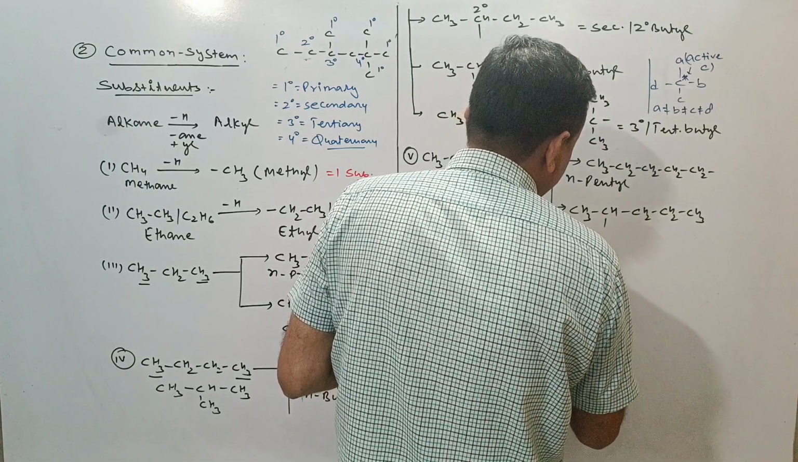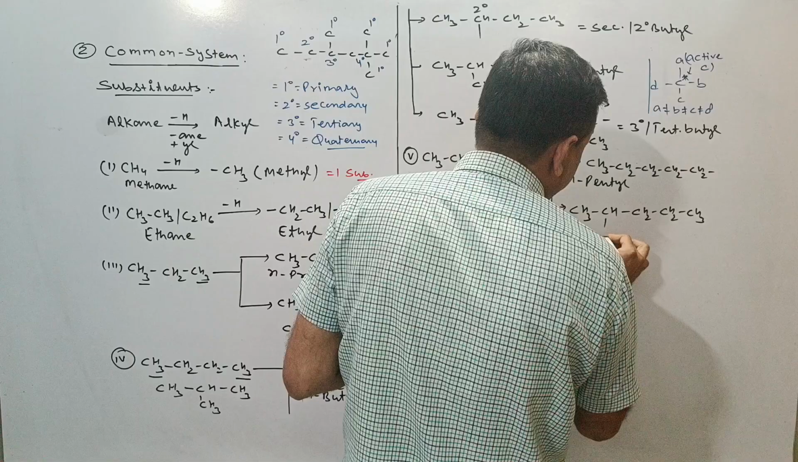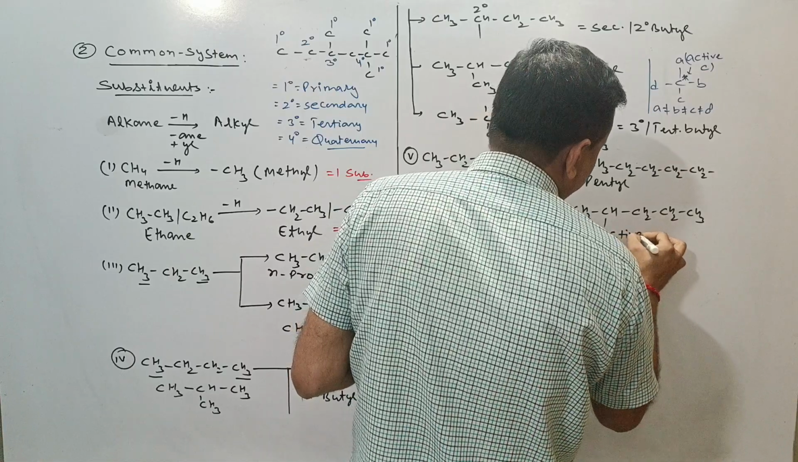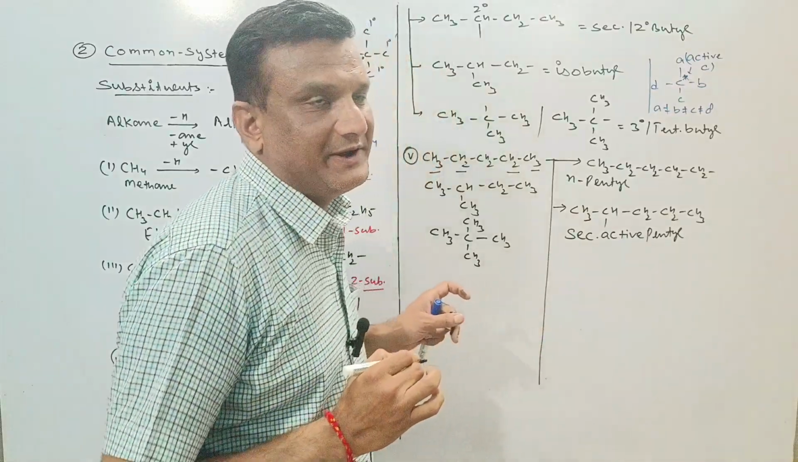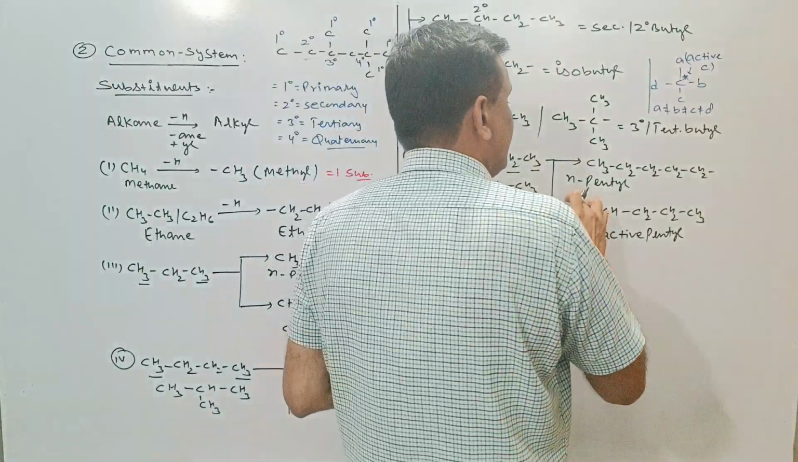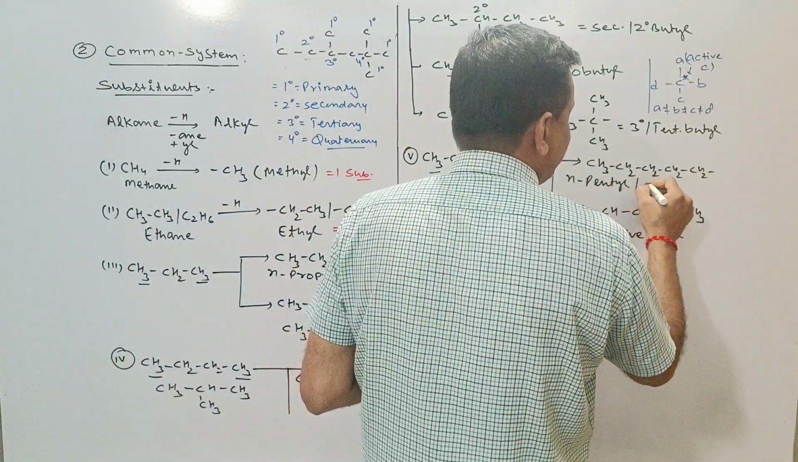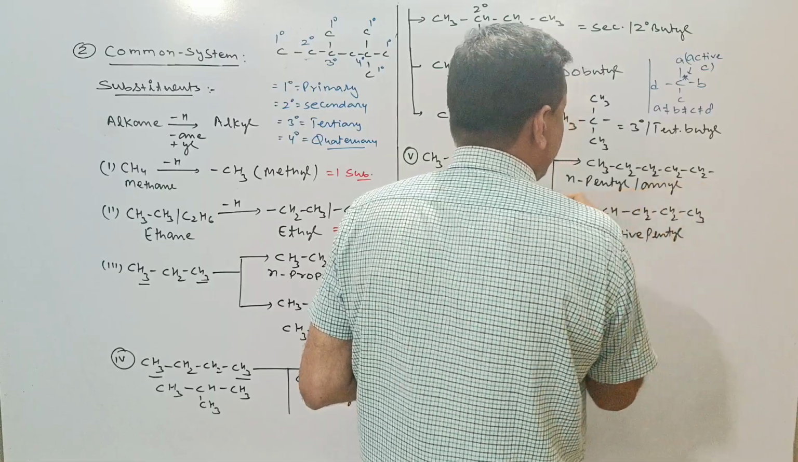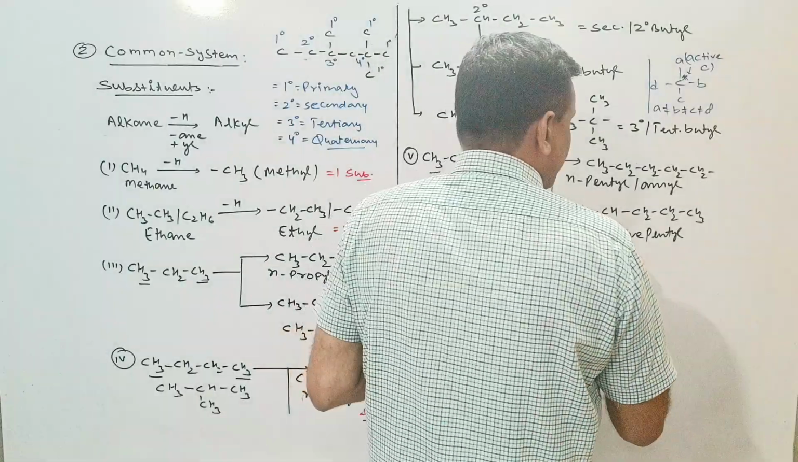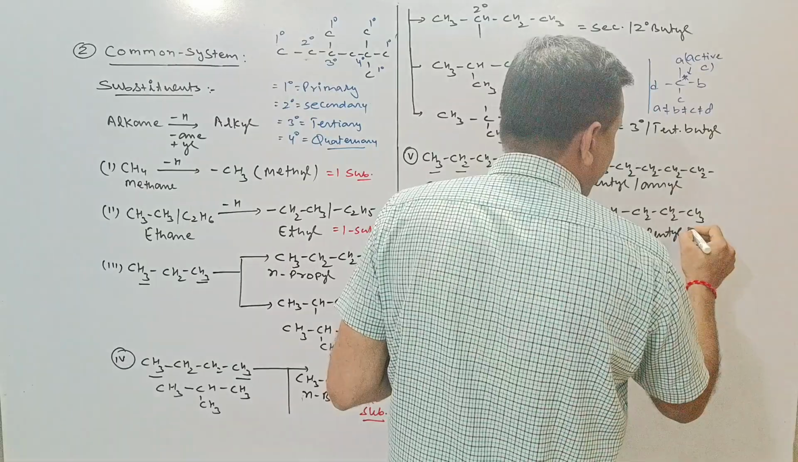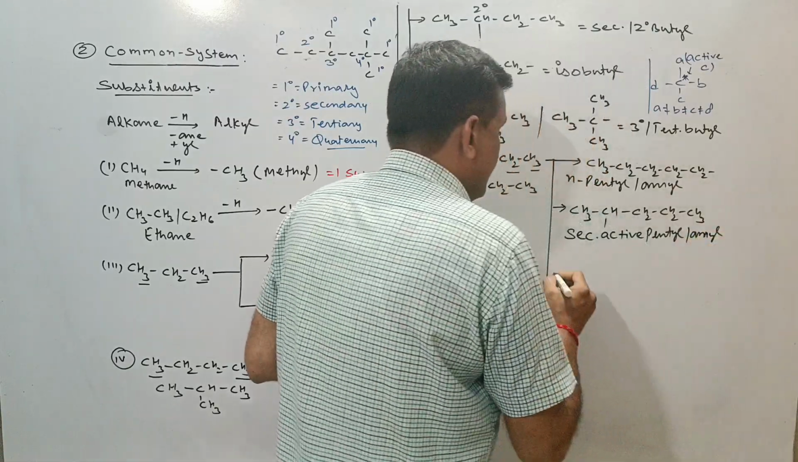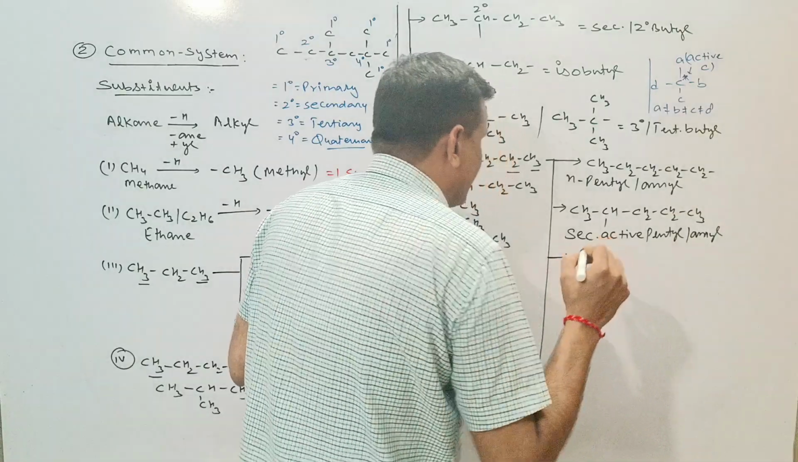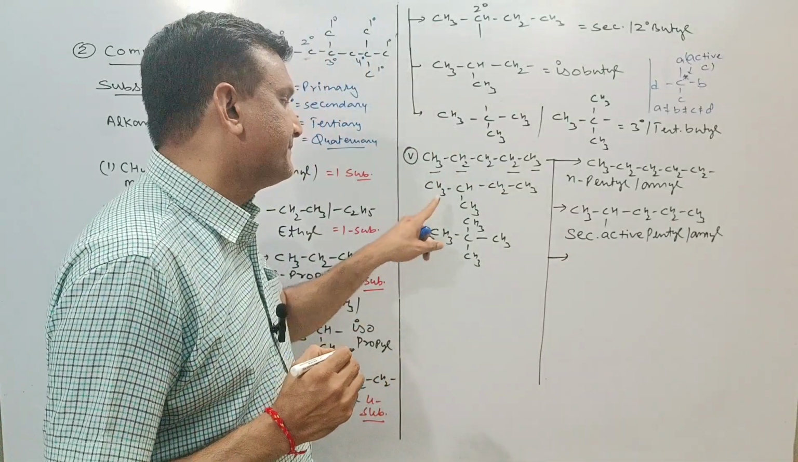So if you go with this structure, then its name will be active. It is a secondary position, so secondary active, and 5 carbon, and that's why it will be pentyl: secondary active pentyl, and this is the n-pentyl. It is also called amyl, so you can call it n-amyl. It is also called secondary active amyl also, amyl.